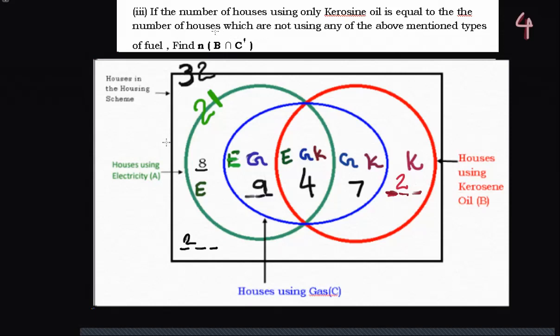Now, some of you may have the skill of identifying what B intersection C complement is at once. At a glance, you may have the skill to identify what that region is. But some of you may not know how to identify the region of B intersection C complement. So the ones who cannot figure it out at once, let's go and see how to figure it out.